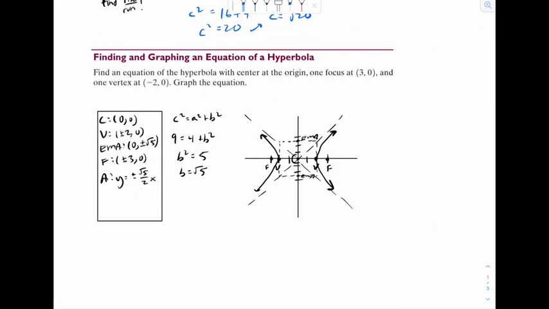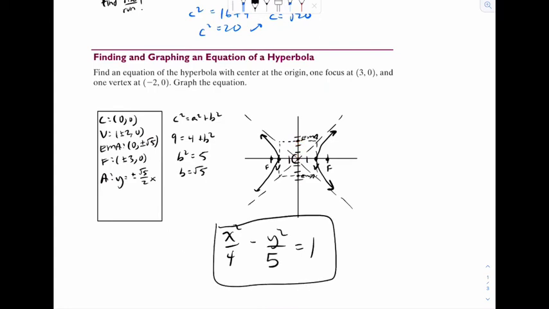Now it'd be very easy to stop here, but notice how it said find an equation at the beginning, so don't forget to do that. Since it's this orientation, I know it got to be x squared over something minus y squared over something equals 1. Notice how the x squared is first. And in the x direction, it's 2, so that's our a value. So that got to be 4. And this is root 5, so we put 5. And there is our equation.